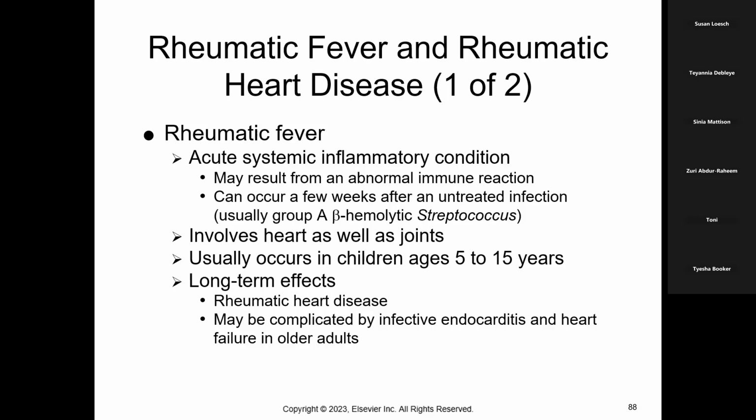Okay, so let's talk a little bit about rheumatic fever. Rheumatic fever is a systemic inflammatory infection, and it happens usually from an abnormal reaction right after some sort of untreated infection, like a group A hemolytic strep infection. The inflammation is going to affect the heart, your joints, your skin. It usually happens in kids between 5 and 15, and it can have long-term effects that are seen in the form of rheumatic heart disease. And it can be complicated by something called infective endocarditis and heart failure, especially in older adults.